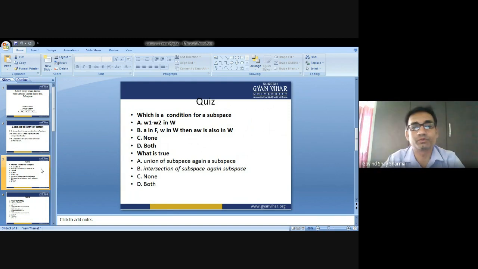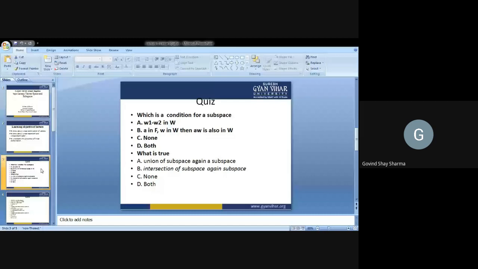What is true? Union of subspaces is again a subspace. Intersection of subspaces is again a subspace. Here, the union of subspaces is not necessarily a subspace, because it is a subspace only when one subspace is a subset of the other. If W1 and W2 are two subspaces, then W1 inside W2 or W2 inside W1 makes a subspace. So B option is right because the intersection is always a subspace.